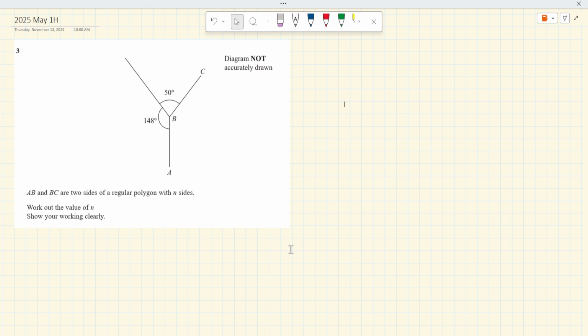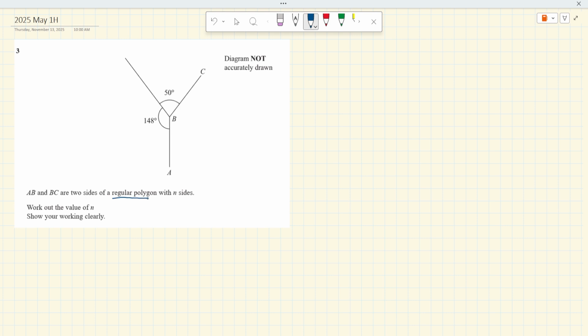Hi, today we are going to do past paper questions related to polygons. Question 1. AB and BC are two sides of a regular polygon with n sides. Work out the value of n. Show your working clearly. So AB and BC are two sides of a regular polygon.